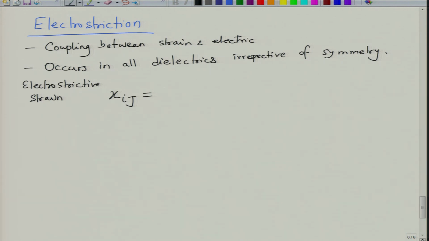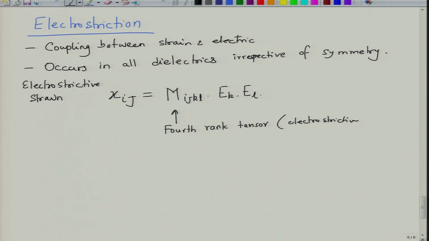This is depicted as Xij is equal to the electrostriction coefficient Mijkl into Ek into El. It is a vector, so you can't write Ekl, which would become a tensor. So, you have to write Ek and El. So, you can see that this is a 4th rank tensor. Okay, and this is basically the electrostrictive coefficient. All right.